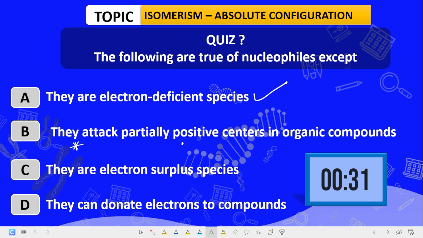They are electron surplus species. That is true. So it is not the correct answer because we are looking for the one that is not true. They can donate electrons to compound. Yes, because of course they are electron rich. So the answer that is not true among everything here is option A. That makes option A the correct answer.